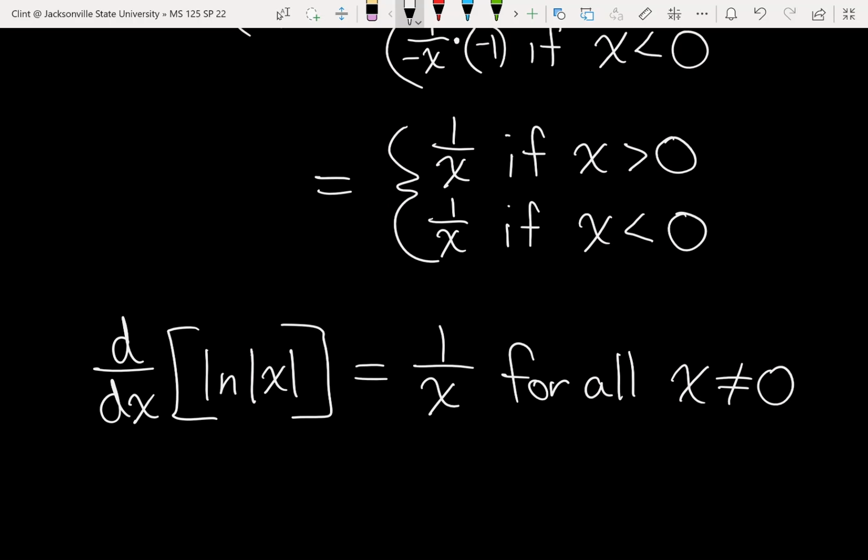Okay. If x is equal to 0, we have other issues anyway, right? Because we get 1 over 0 here. So that's nice to keep note of. If you have absolute value of something inside the natural log, you still get 1 over x. Doesn't change it.